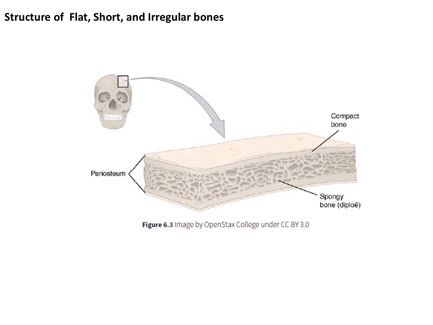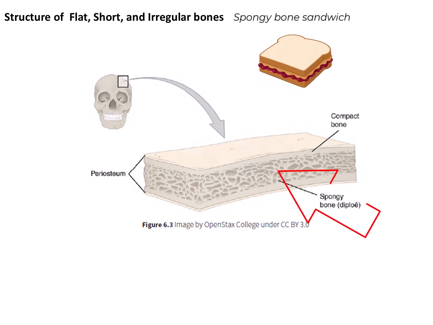Now, let's look at the anatomy of a flat or irregular bone. The structure of these bones is a little simpler. Think of it like a spongy bone sandwich. In this spongy bone sandwich, you have spongy bone in the middle where you might put your peanut butter and jelly, and then you have compact bone on either side, which represents the bread.